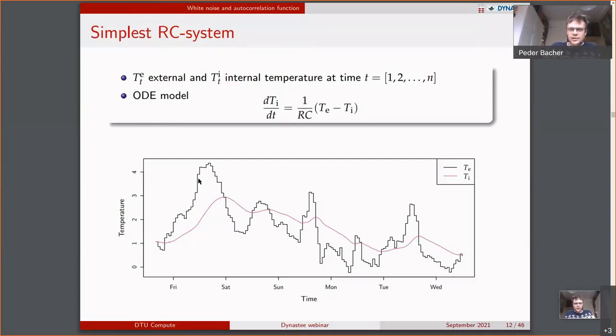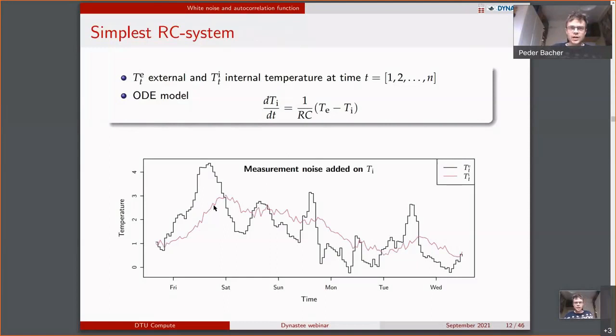The black line here is the external temperature driving the system, and the red line here will be the internal temperature. We can see that when the external temperature goes up, the internal temperature goes up, but a little bit delayed, because the heat needs to flow from the external temperature into the house, and then the internal temperature will increase. There are dynamics in this system.